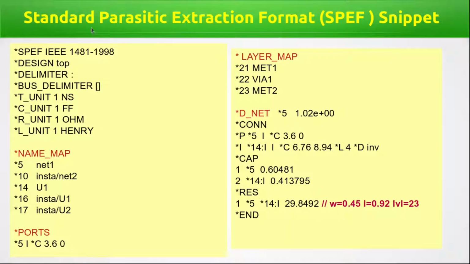Let me rephrase again. Here goes our header section, then comes our name map section, then our port section. The layer map section comes next. This is associated with the tail comment. Whenever the tail comment is there, we need the layer map, otherwise we don't. Next comes the DNet section, in which we have subsections as con, cap, and res. And here you can see that there is the LVL. It is 23, which means if we go back to the layer map, it will point out that 23 is metal 2. So this resistor is metal 2.